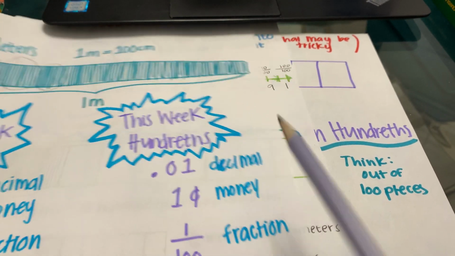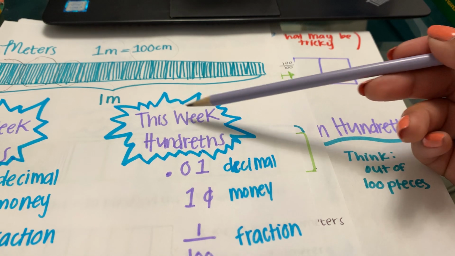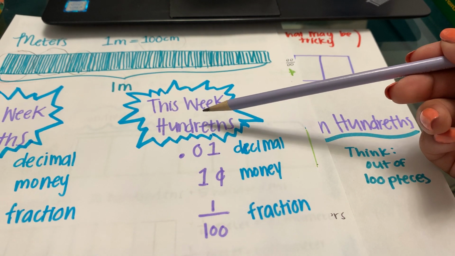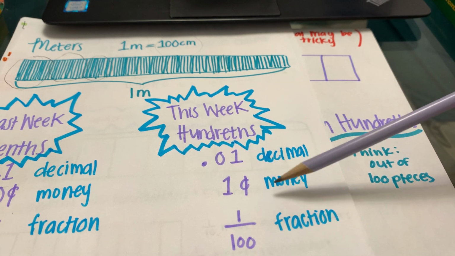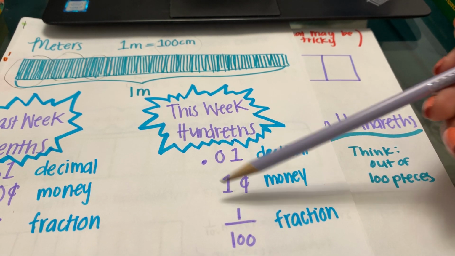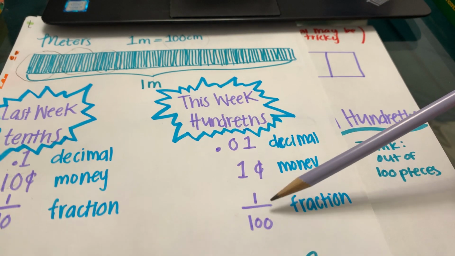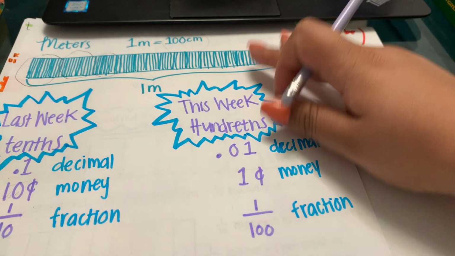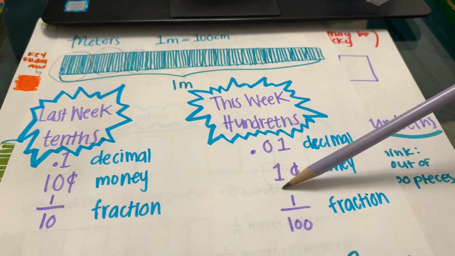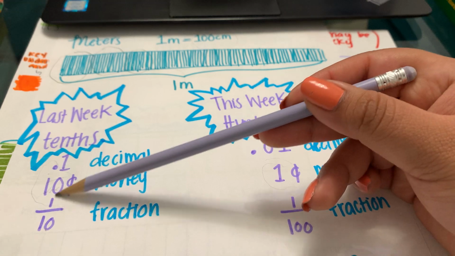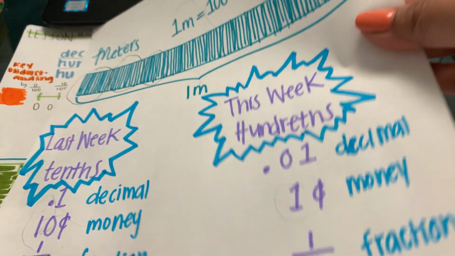But this lesson specifically, we'll be focusing more on hundredths. And as a decimal, hundredths look like 0.01. And if you're thinking of money, these are more like 1 penny, not 10 cents anymore. And as a fraction, this is 1/100.